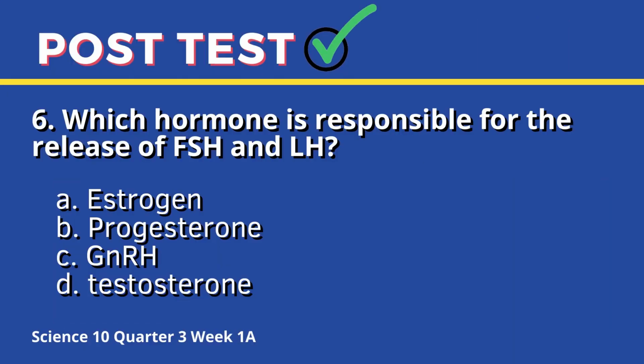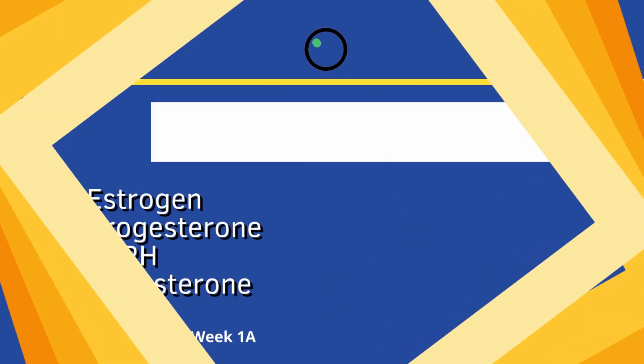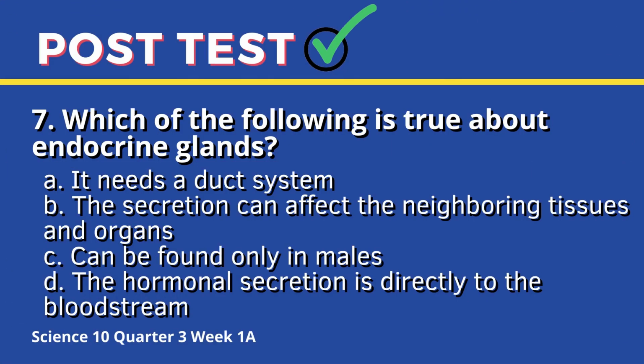6. Which hormone is responsible for the release of FSH and LH? A. Estrogen. B. Progesterone. C. GnRH. D. Testosterone. 7. Which of the following is true about endocrine glands? A. It needs a duct system. B. The secretion can affect the neighboring tissues and organs. C. Can be found only in males. D. The hormonal secretion is directly to the bloodstream.